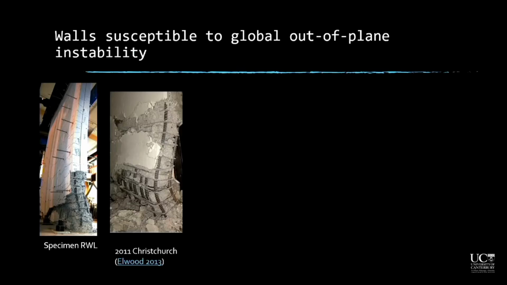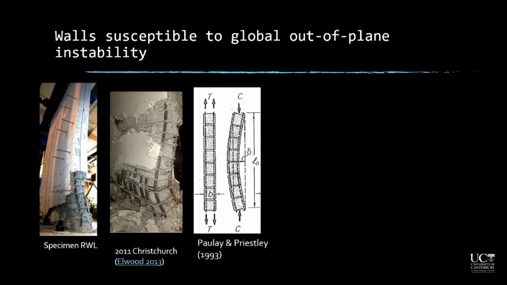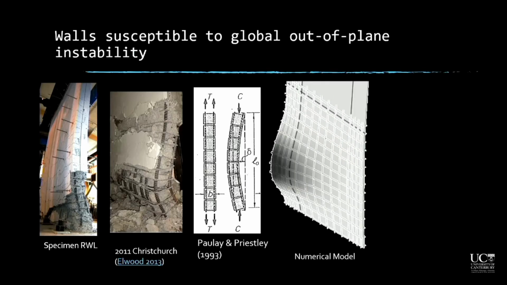And the type of failure that was observed in the Christchurch earthquake is pretty much in line with these characteristics. So you can see there is no localized bar buckling and concrete crushing, and the whole instability occurred along a specific height of the wall. The analytical model developed for prediction of this mode of failure is also dealing with this type of failure, and the numerical model successfully captured this mode of failure.